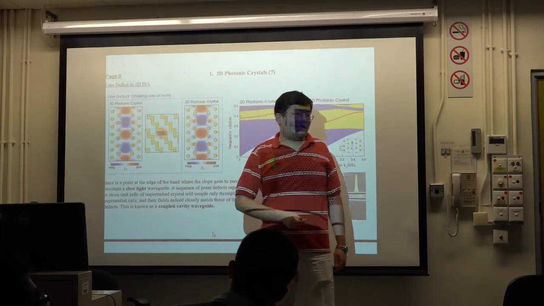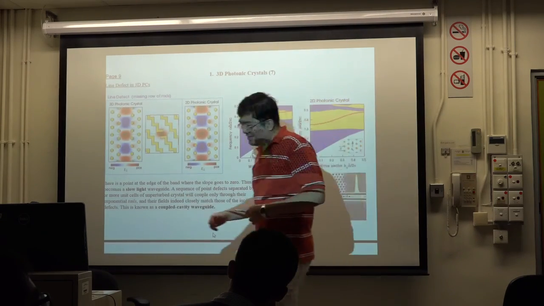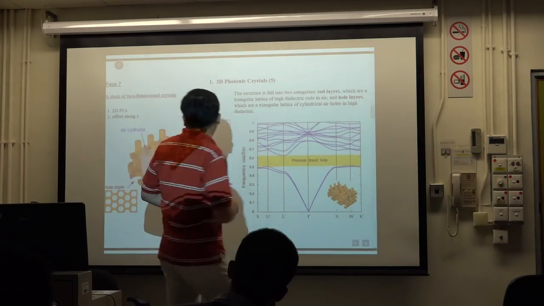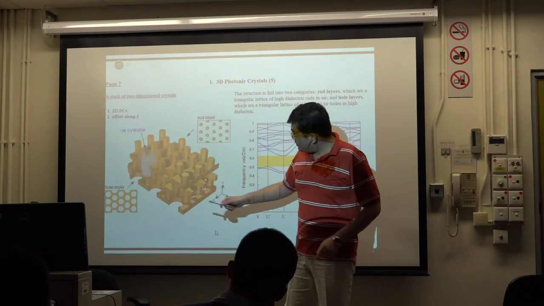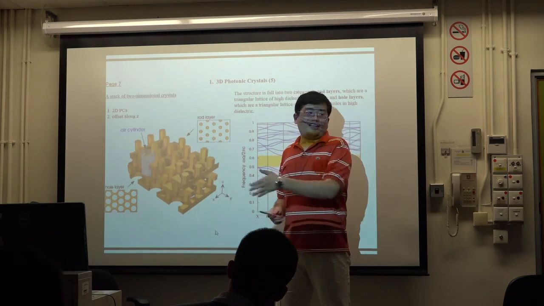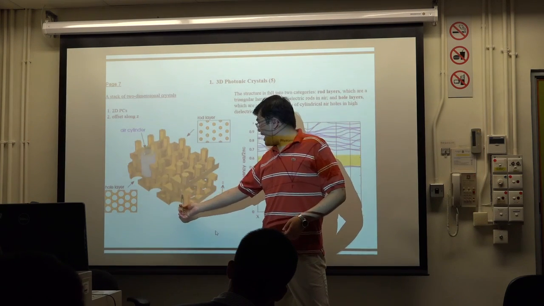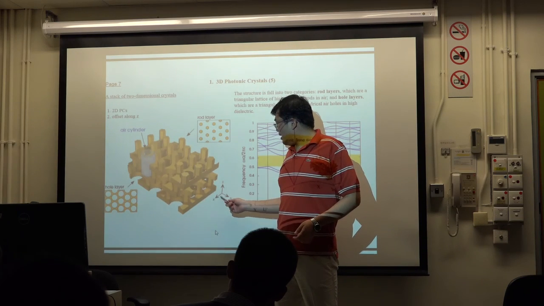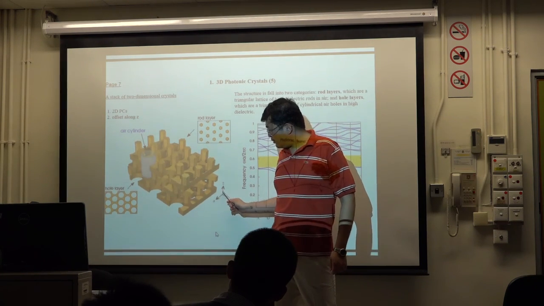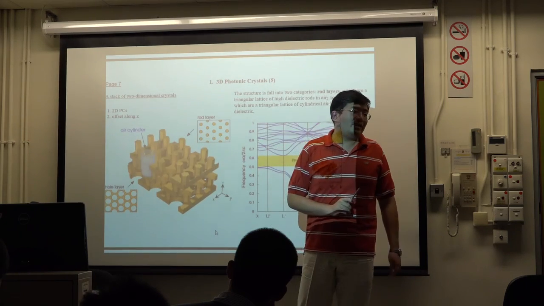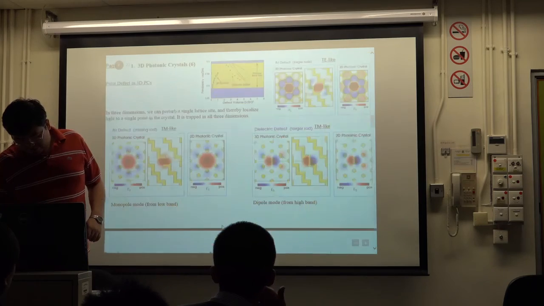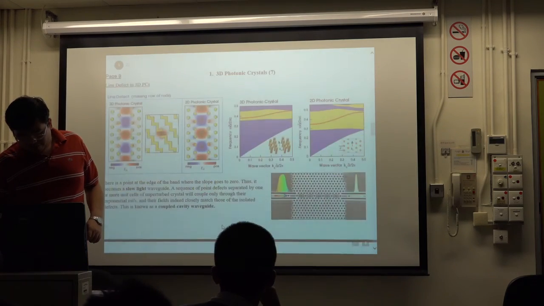Only this direction. That means, let's see, in this structure I just remove one column along it. This is a guide. So along the Z direction and the Y direction, this still has a band gap. The wave can only move along the X direction. It's similar to that. This is different, but this just defines how to confine your field.